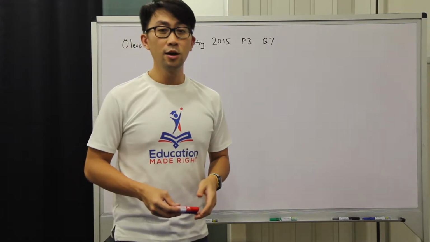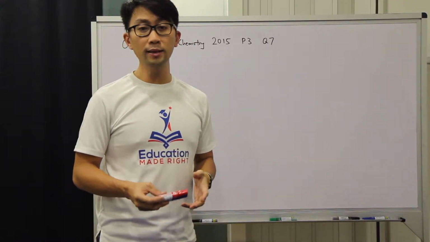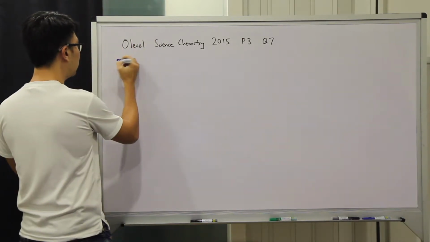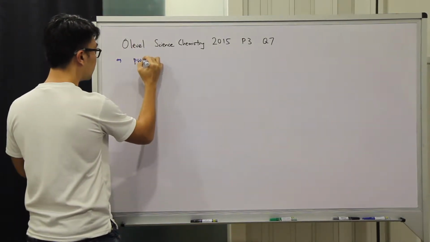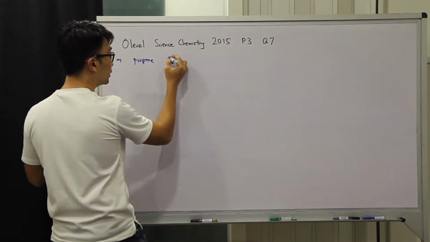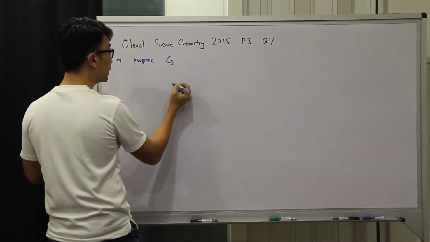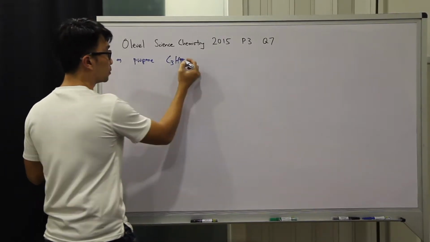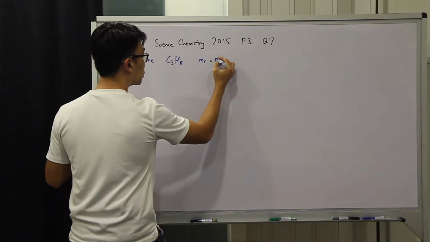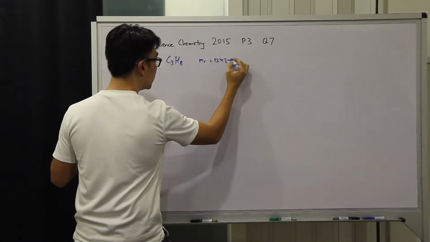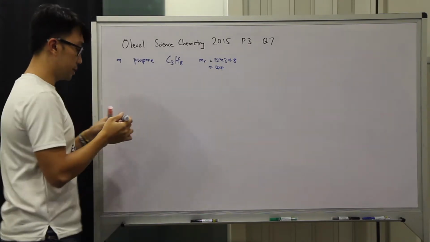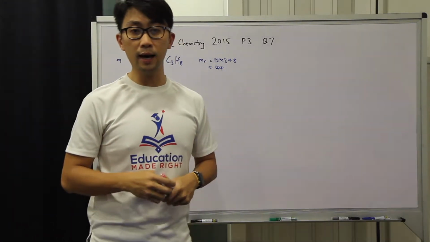For part A, write the chemical formula for propane and calculate its relative molecular mass. So for part A, we have propane. It's an alkane with the formula CnH2n+2, so C3H8, because 2n plus 2 will give us 8. And the Mr will be equal to 12 times 3 plus 8. This will give us 44. Alright, so let's look at part B, I.